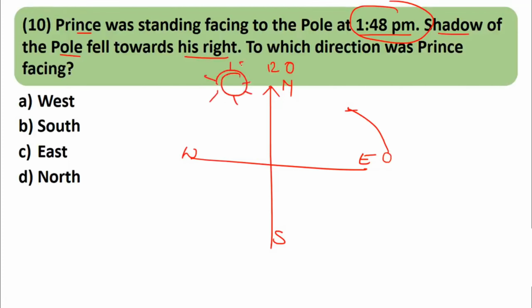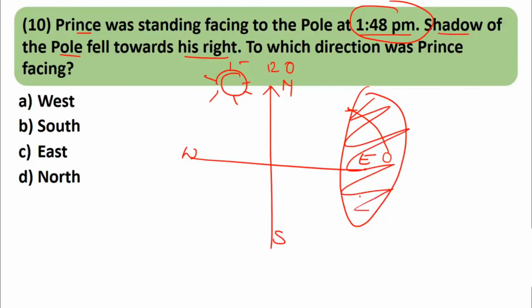The sun is on the west side, right? So shadow will be on east side. Okay, the shadow will be on east side. So what they have said is that the shadow of the pole is to the right of Prince. Let us assume that Prince is facing west. Here is Prince. Prince is facing west. What is the right of Prince? Right of Prince is this, but is the shadow on the north side? No, shadow is over here on the east side at the back of Prince.